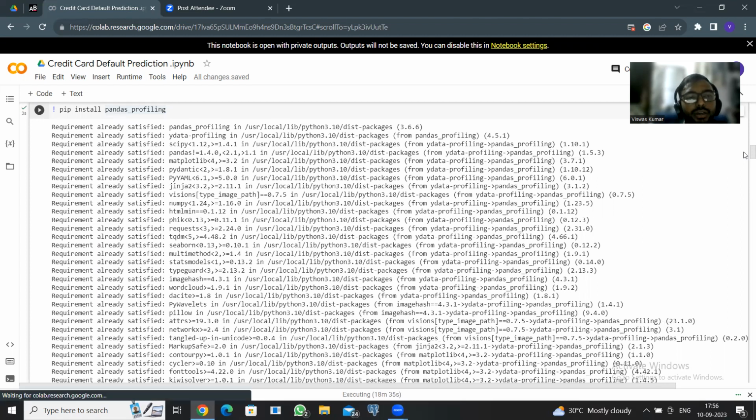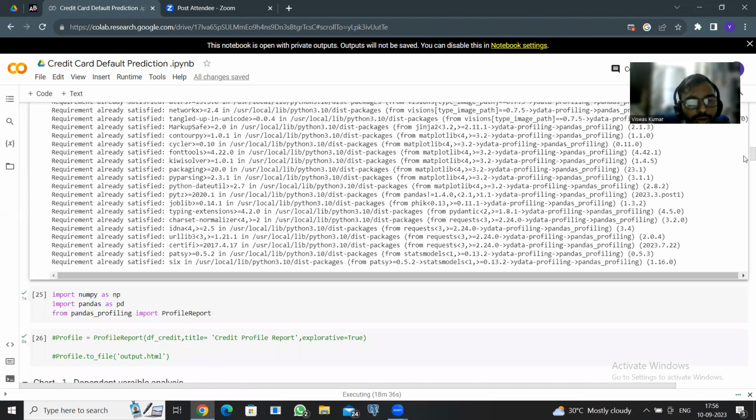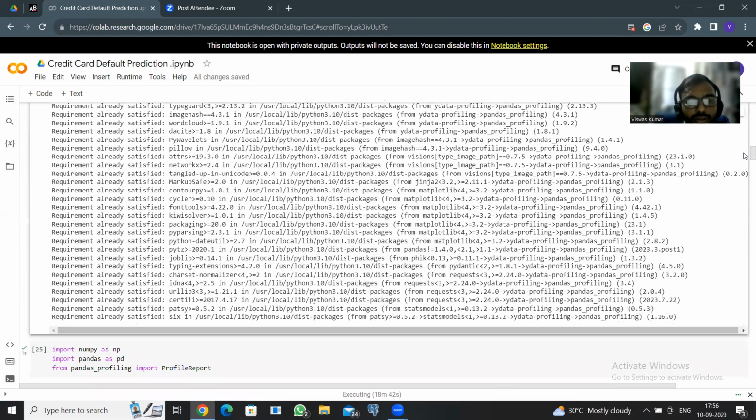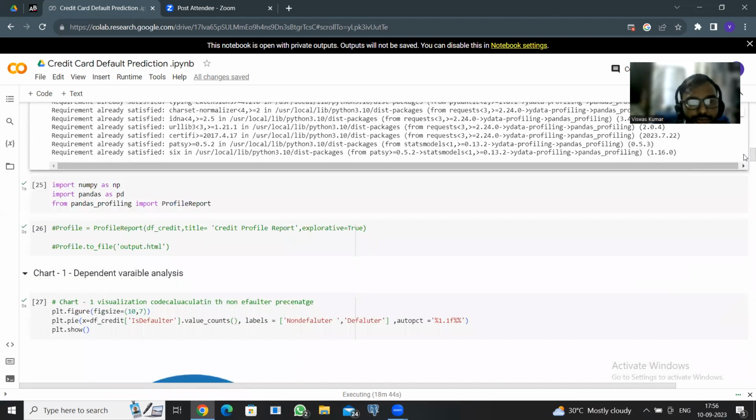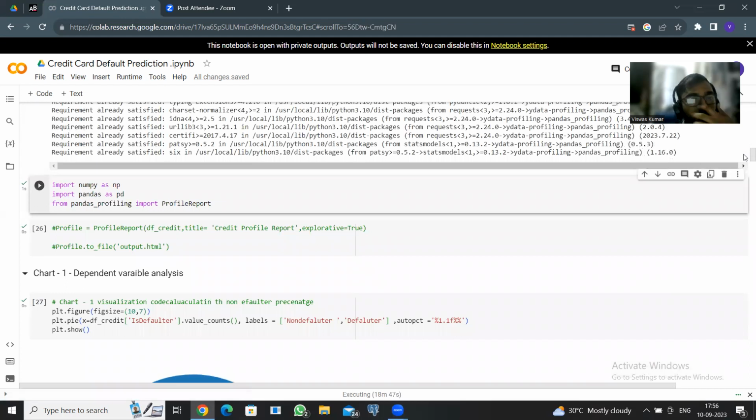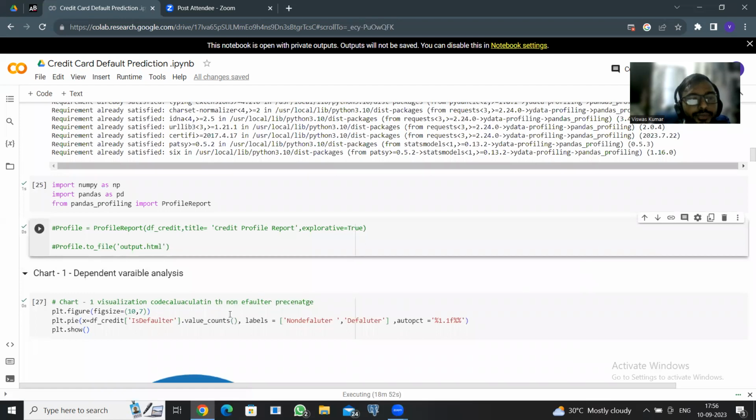So by installing pandas profiling, we can create the profile report from our data set, and we can output the same data into an HTML file, which can be saved for further analysis and to showcase to our clients or the management. It's a cool library to use. So for that, I have implemented it.